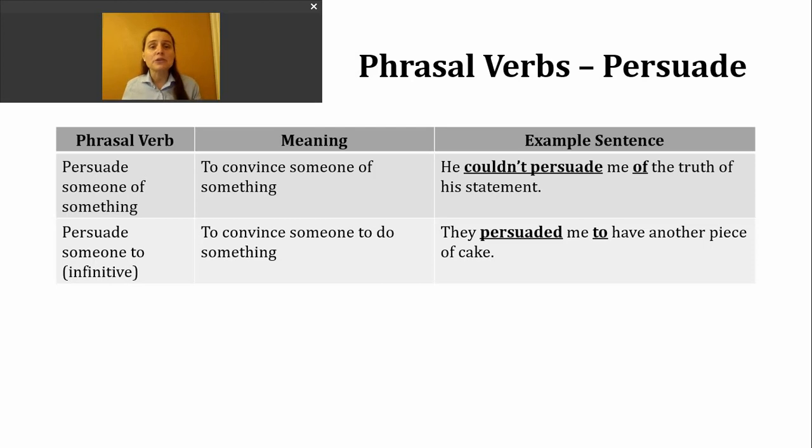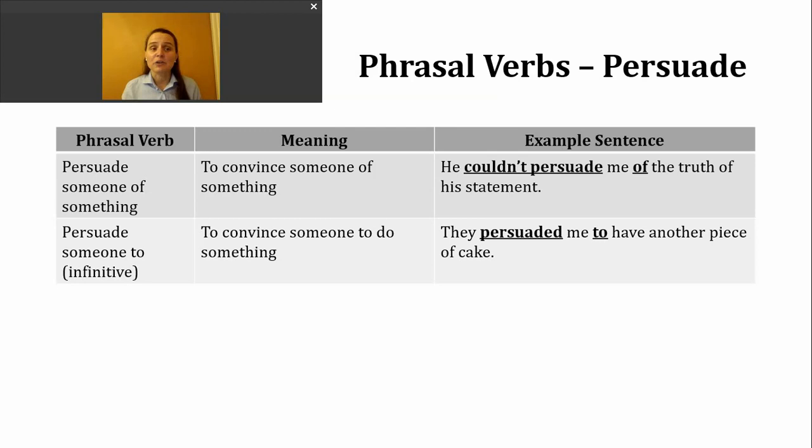The way we're going to use this verb is we'll figure out what tense, or if we're using it with a modal, but we'll have our verb persuade. Then there's going to be either a person's name or an object pronoun, then of, and then some sort of description, maybe a noun phrase, telling us what that something is. So here's an example sentence. He couldn't persuade me of the truth of his statement.